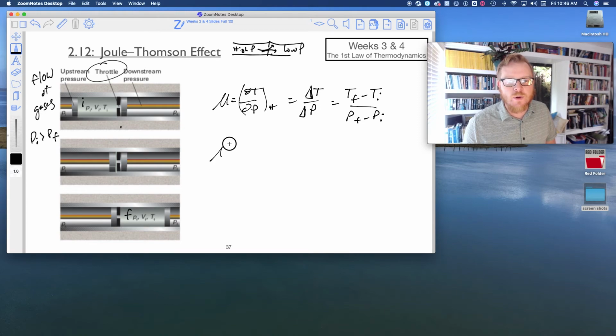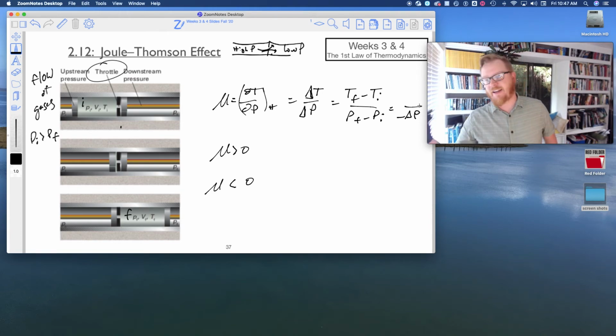Okay, so what does all this mean? Well, what happens when mu is greater than 0? What does that mean? And what happens when mu is less than 0? What does that mean? Okay. Well, think about this. Because in this experiment, Pi is always greater than Pf, okay, the delta P is always negative in this experiment, right? So that means when mu is greater than 0, you have a negative delta T, and so thereby there's a cooling effect.